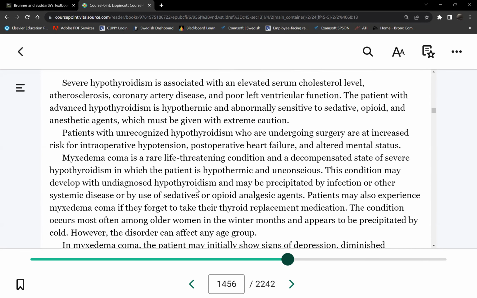So they eat very little, but yet they continue to gain weight. Their metabolic rate is so low that they're like a sloth, as far as metabolic activity goes. So they'll be very cold intolerant. They'll sweat less. Their mental status will also be decreased. IQ decreases as well.